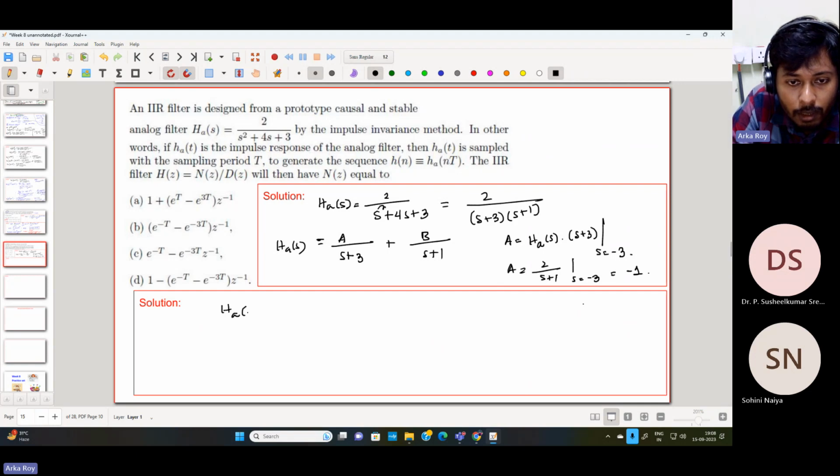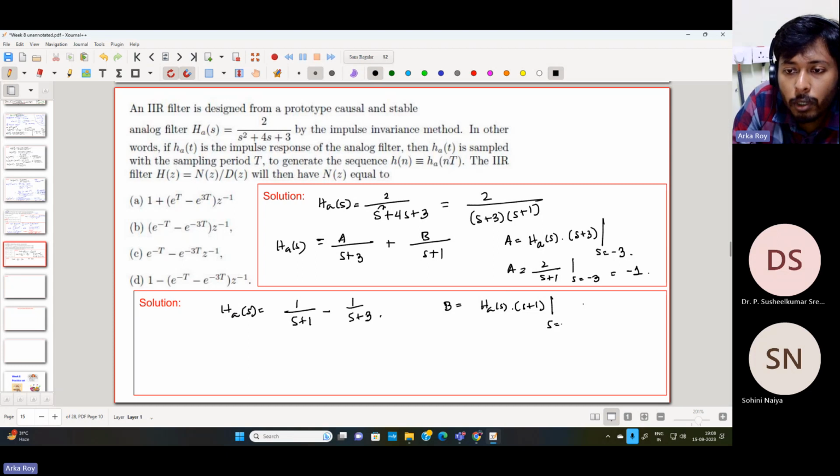So effectively, even if I don't calculate b, I can just say that it would be 1 divided by s plus 1 minus 1 divided by s plus 3. If I do the calculation for b also for you, it would be H multiplied with s plus 1. And over here, the singularity point is at s equals minus 1. So it would be 2 divided by s plus 3, and because s is minus 1, it would be 1. So it would be 1 upon s plus 1 minus 1 upon s plus 3.